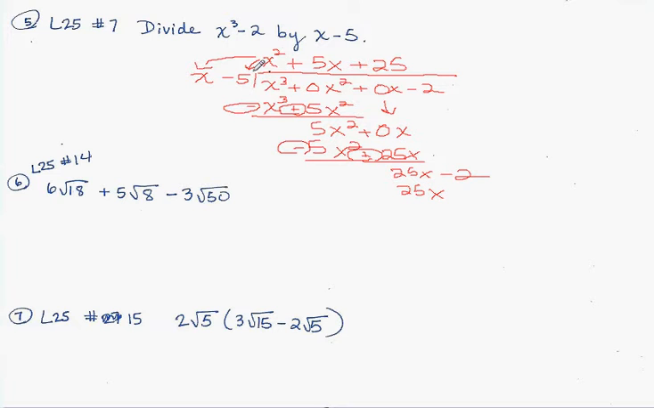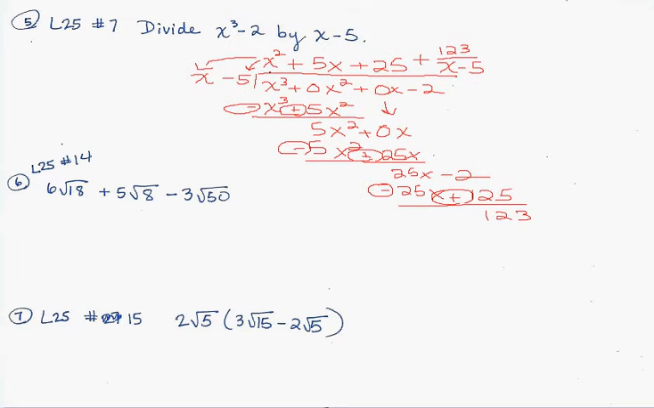25 times negative 5 is negative 125. Don't forget to change the signs and add. So you get 123. That's your remainder. So you add your remainder at the top, 123 over the divisor, x minus 5. Dividend, divisor, quotient. Okay, onward into our favorites, radicals.